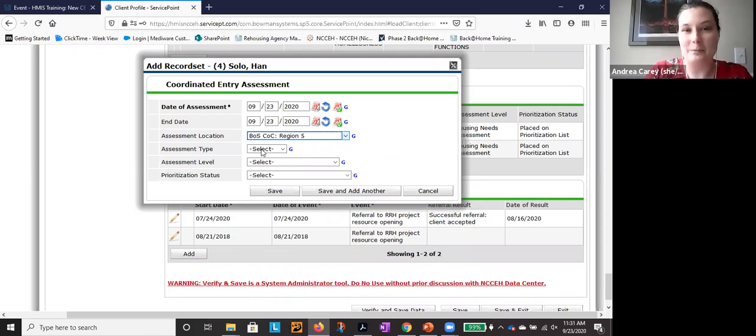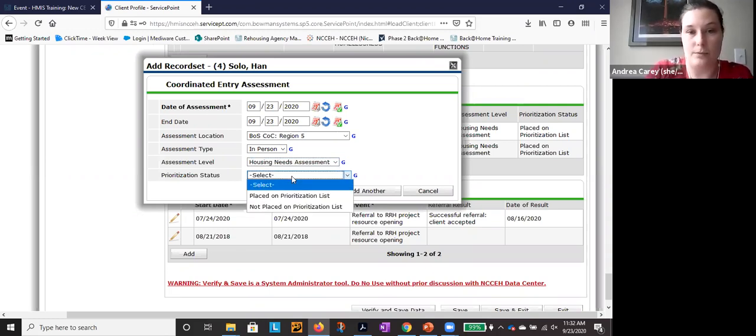All right, so we picked the appropriate location, and then we picked the assessment type. We were in person because we were in this outreach project. Assessment level, we did the SBAT, so I'm going to say that was the housing needs, and placed on prioritization list. That score was appropriate for being placed on the prioritization list. And then we save. Boom.